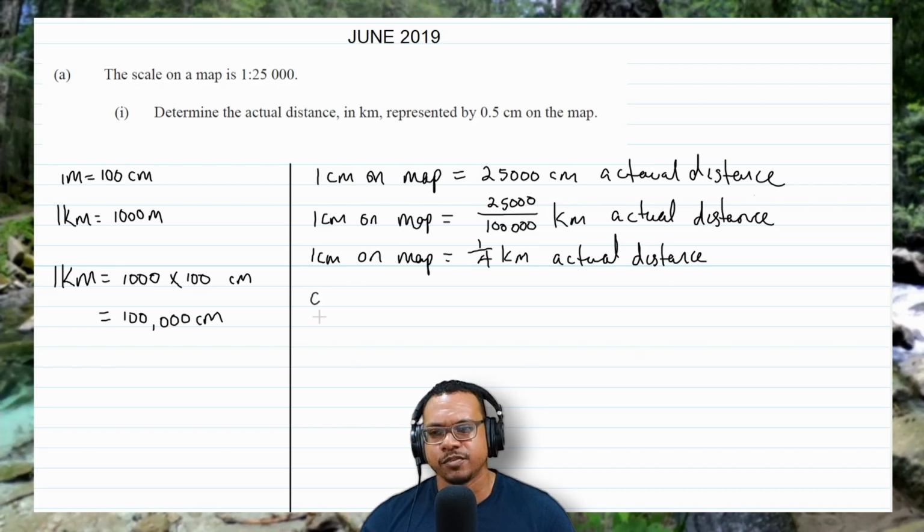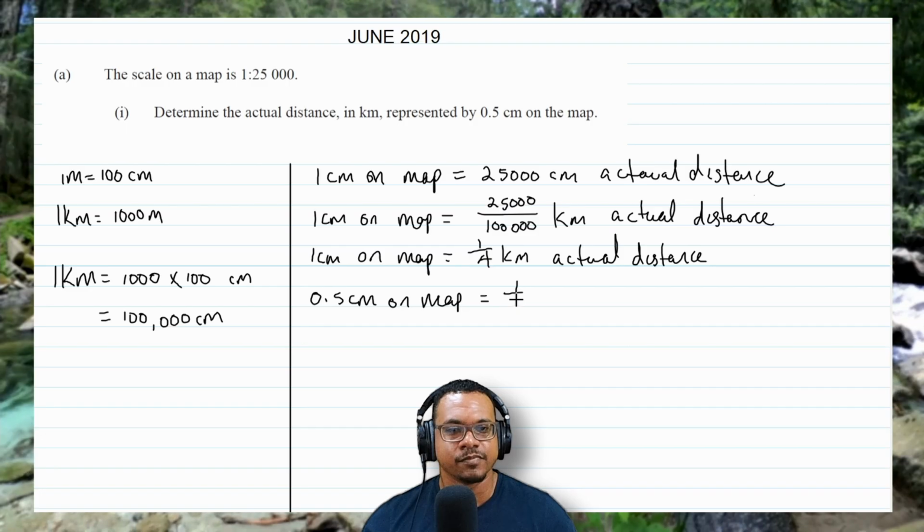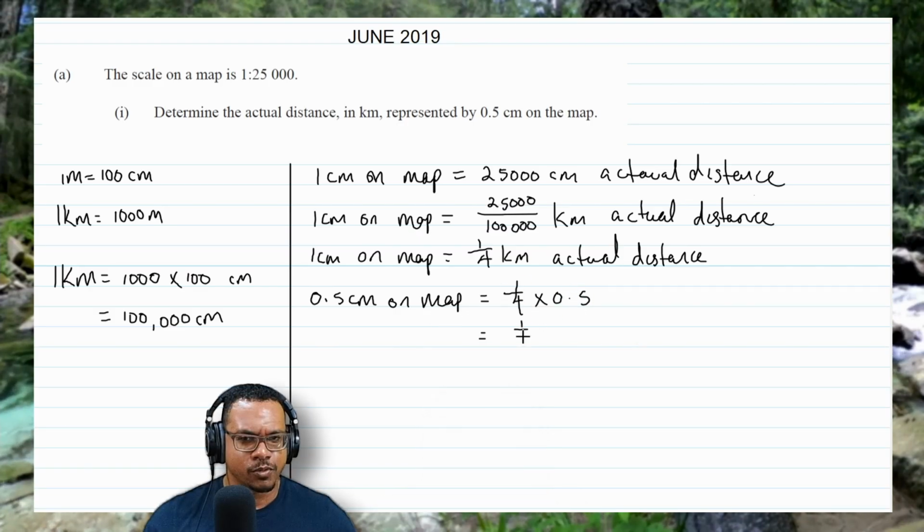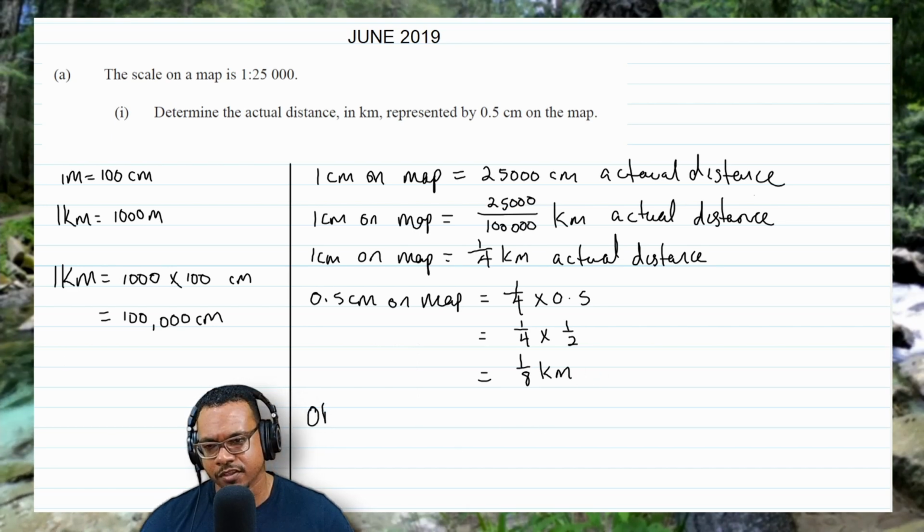All right, so 0.5 cm on the map, which is just half of 1. Multiplying by half would just be multiplying a half by a quarter, or a quarter times 0.5. So now you understand that 0.5 is a half, so a quarter times a half, which is simply 4 by 2 is 8, so that's 1/8 kilometers.